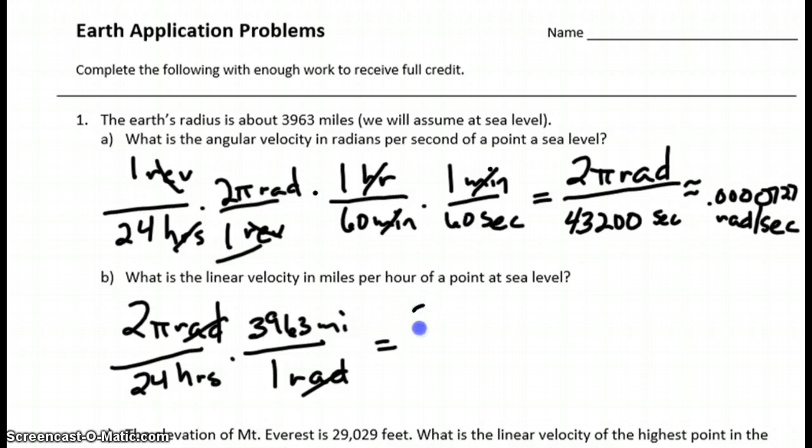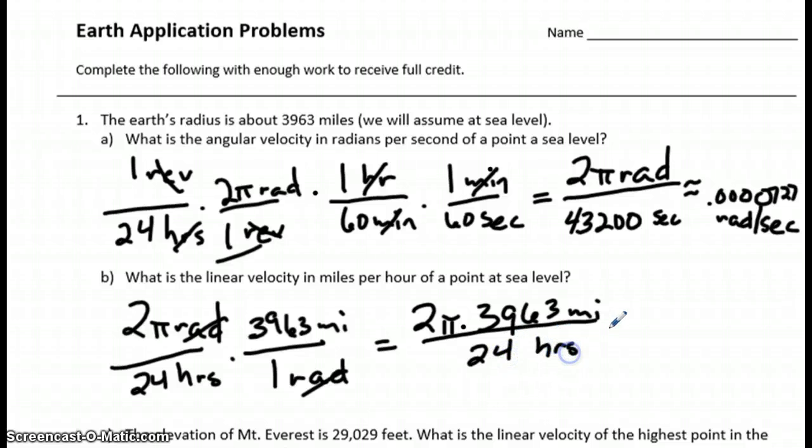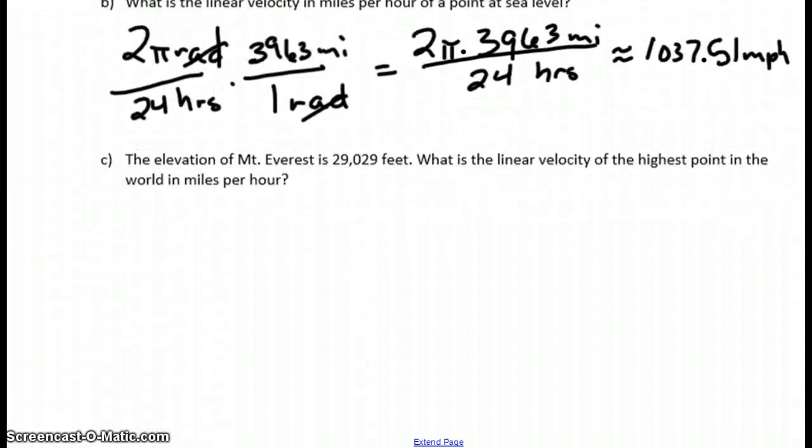Multiply across, you got 2 pi times 3,963 miles over 24. Decimal approximation, that's about 1,037.51 miles per hour. Check our units, we have miles per hour, which is what we wanted. Is this a linear velocity? Yes, it is. Okay, let's move on to part C.